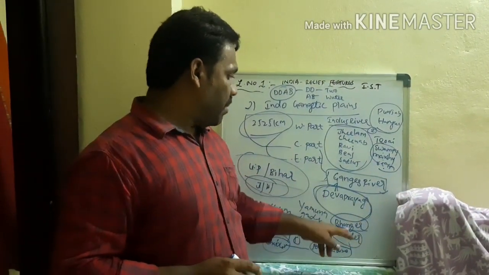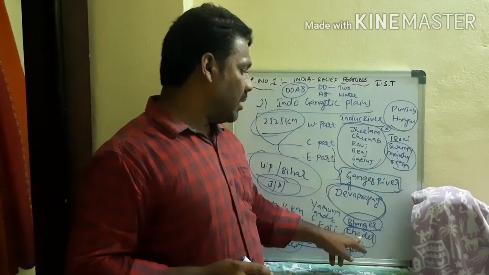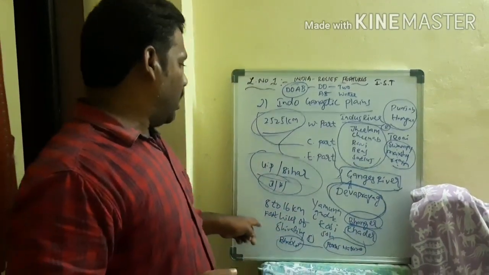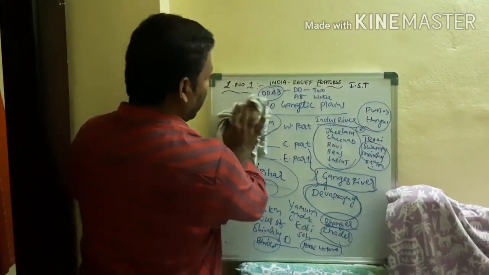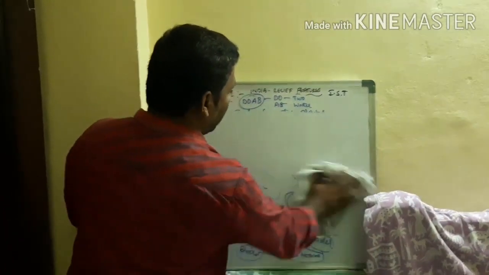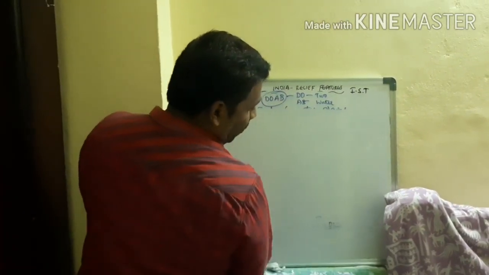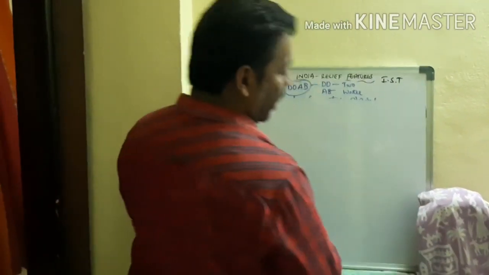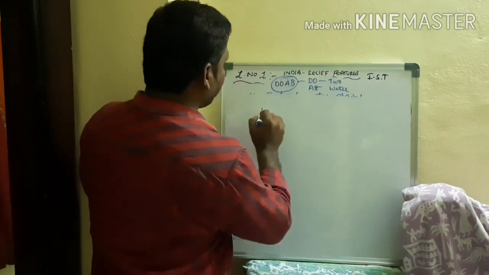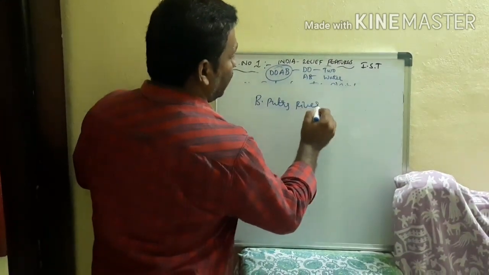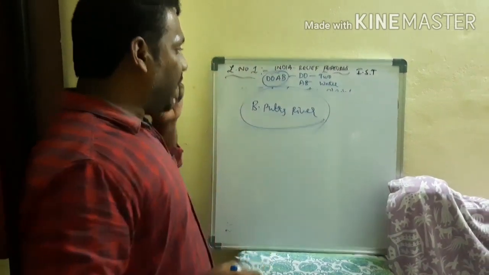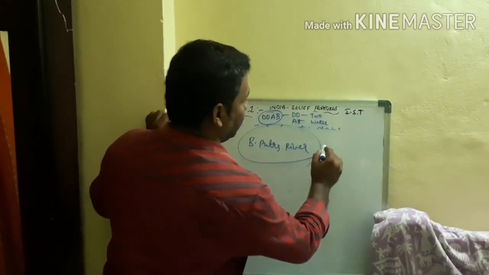And next, Bangar means old alluvium soil. Khadar means new alluvium soil. The Bhabar we discussed. Then the last one is what? The eastern part, which we are going to talk about: the Brahmaputra river. The Brahmaputra has tributaries, Dihang and Lohit. The Brahmaputra river is forming the eastern boundary of our country.